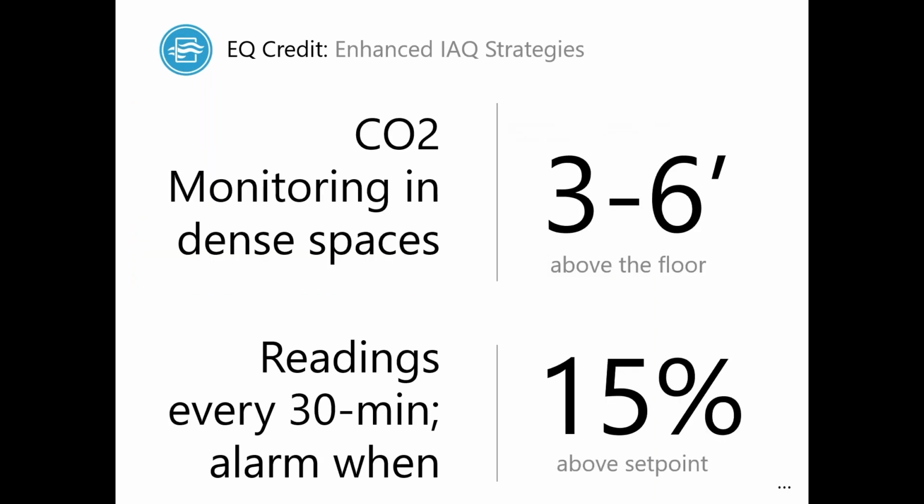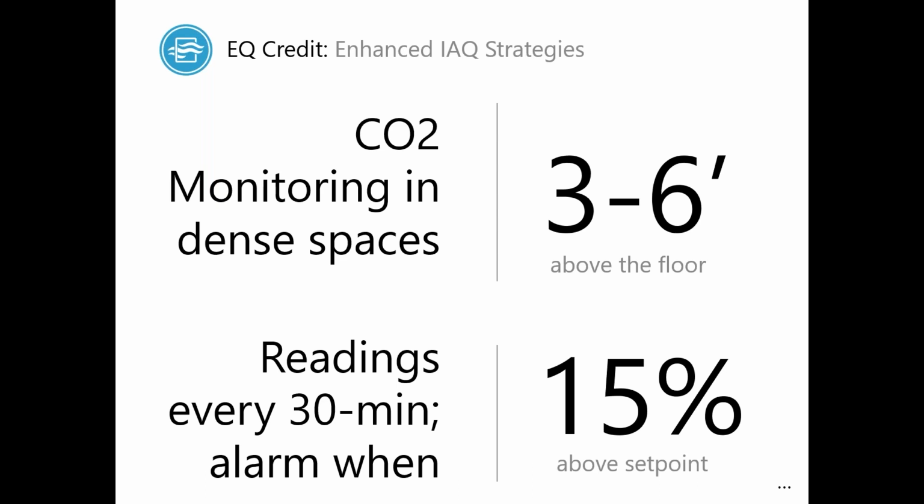Second one are the CO2 monitoring in dense spaces. This was a question I did get on my AP O&M asking about CO2 monitoring. You want to remember that the monitors need to be placed 3 feet to 6 feet above the floor. So think a typical breathing range. Where is the most CO2 going to be? 3 to 6 feet above the floor.